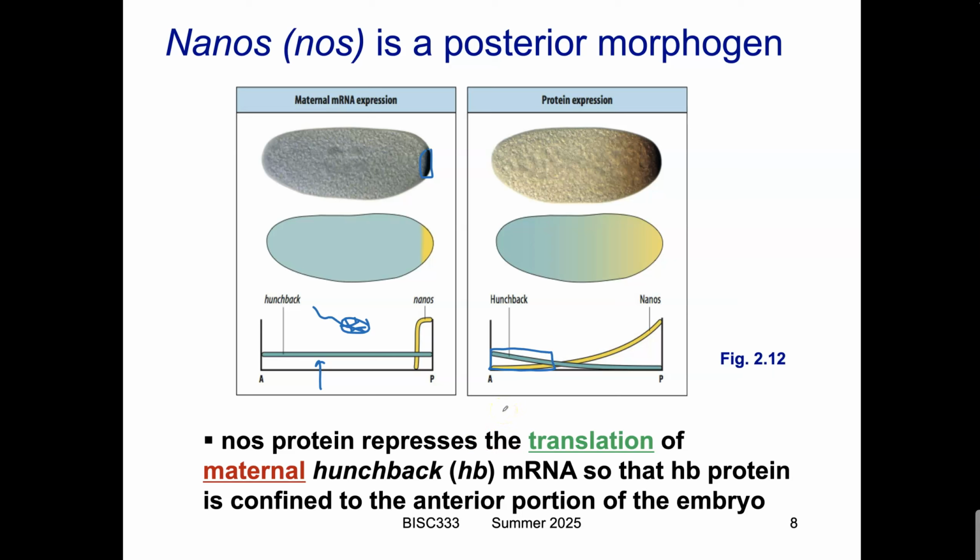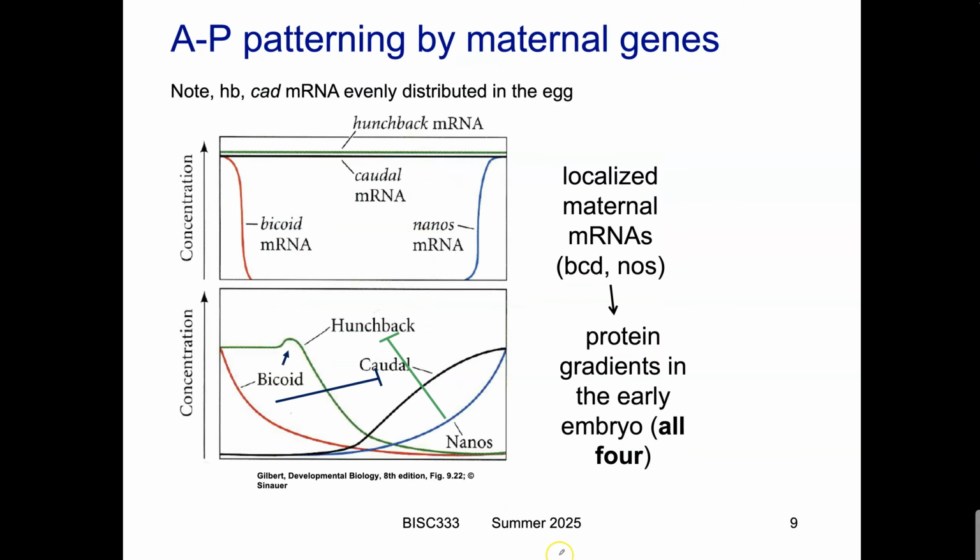And this is quite an interesting thing because the mother, instead of just putting hunchback only in the anterior, puts hunchback all the way across, and then nanos has to prevent it from being translated in the posterior. So you have this extra little complicated way of regulating that expression. Okay, and so here's the sort of summary for both of them.